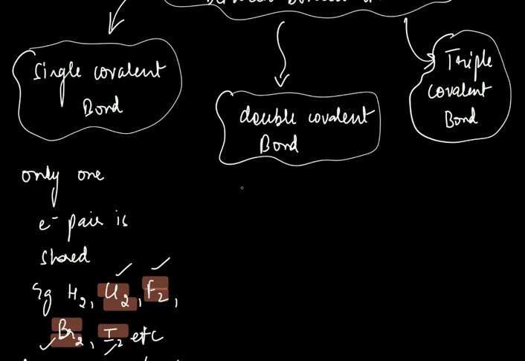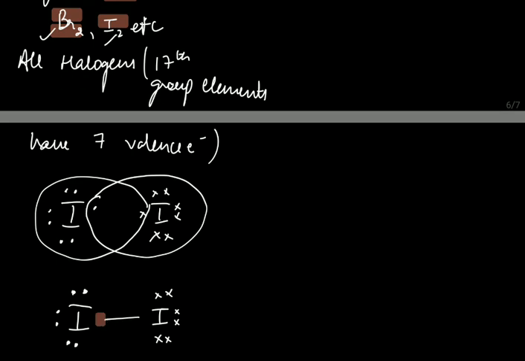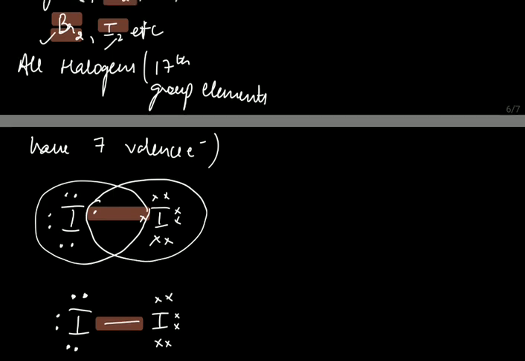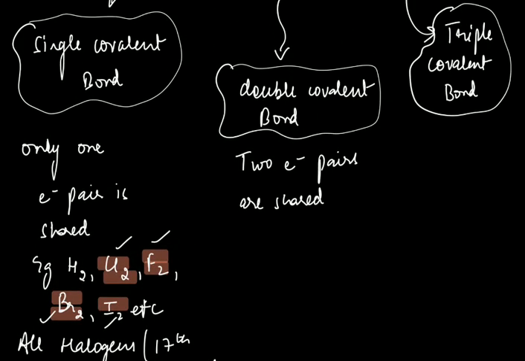Double covalent bond: 2 electron pairs are shared. So this is the electron pair. This line represents an electron pair, and over here this is 1 electron pair. So 2 electron pairs are shared. We are talking about the oxygen molecule, so we'll keep this example only. We have already discussed oxygen.